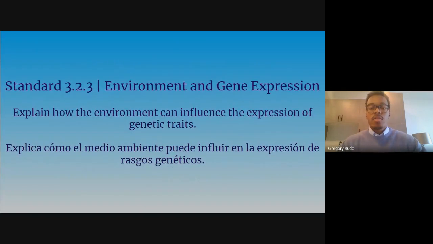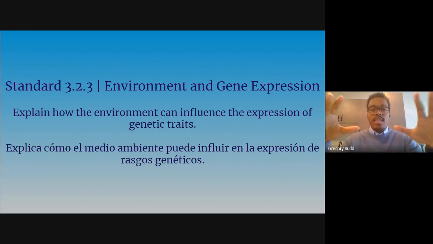The second standard is 3.2.3, which is about the environment and gene expression. So students should be able to explain how the environment can influence the expression of genetic traits. So we've talked about this before. I mentioned it last week when we talked about biotechnology, but there's constantly an interplay between our environment and our genes. So at no point is either one of them going to totally dominate the other.